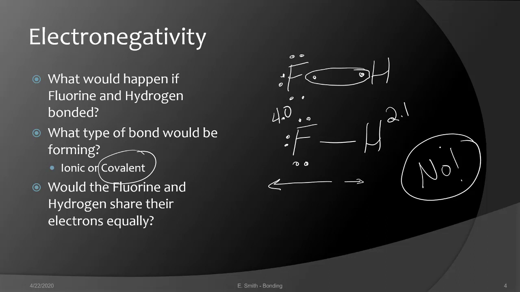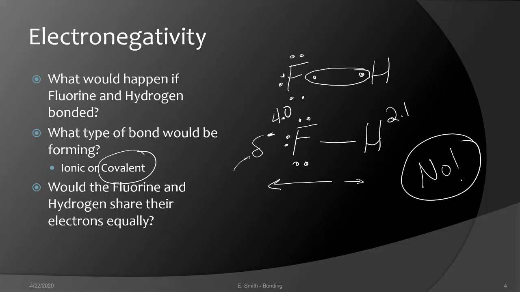Well, what does that mean if they're not sharing them equally? What that means, ladies and gentlemen, is that the fluorine is actually pulling the electrons closer toward it. And because it's pulling the electrons closer toward it, the fluorine actually starts to get a slight negative charge. Okay, this little symbol is a delta symbol to represent a slight charge. Everyone got that? A slight charge. So this becomes slightly negative.